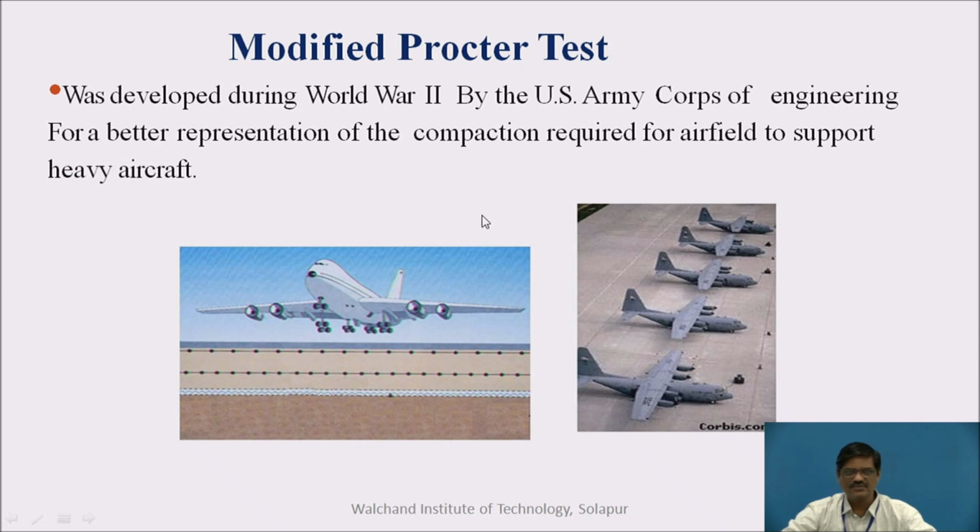It has been observed that during World War II, the US Army Corps of Engineers, for a better representation of the compaction, developed this particular method of compaction of the soil, which is called modified compaction or heavy compaction. For heavy compaction we need to refer to the specific properties of the soil in the laboratory, wherein the soil mass is subjected to heavy compaction. That's why we call this method the modified Proctor test.